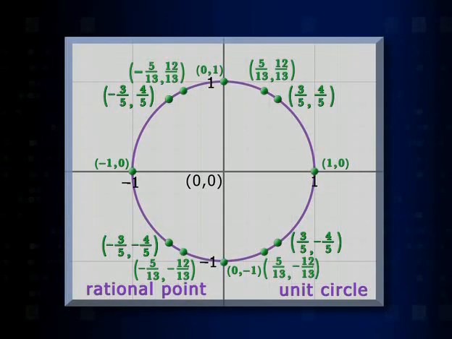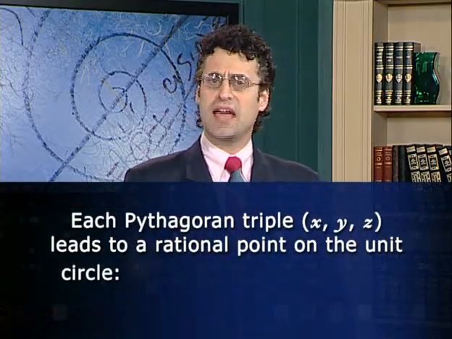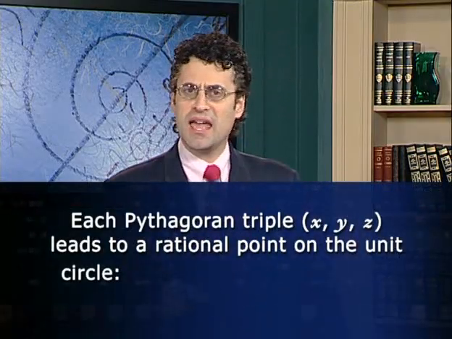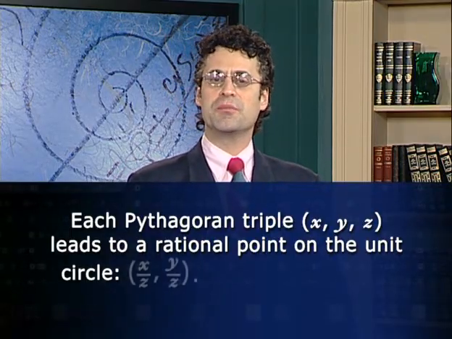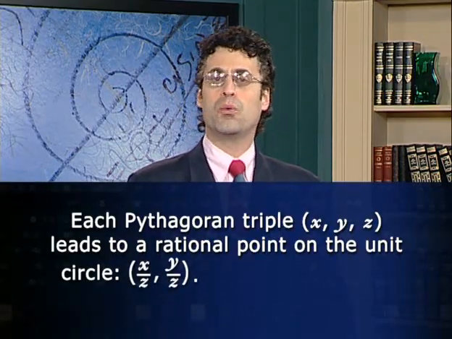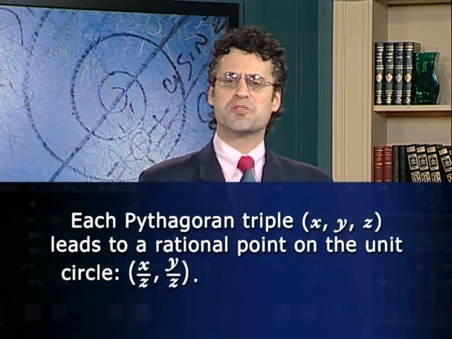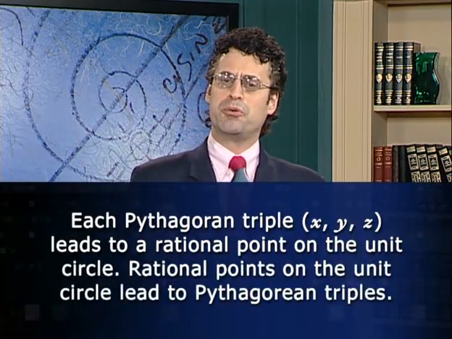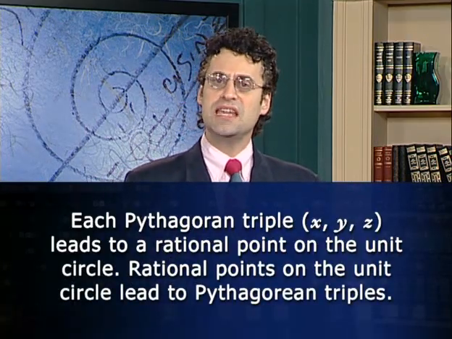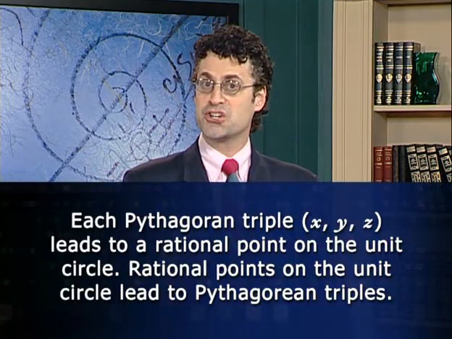So 5/13, 12/13 is a rational point on the unit circle. Well, so we have that for each Pythagorean triple x, y, z, that in fact leads to a rational point on the unit circle, namely x over z, y over z. Now, this correspondence also holds in the other direction. In other words, rational points on the unit circle lead to Pythagorean triples.